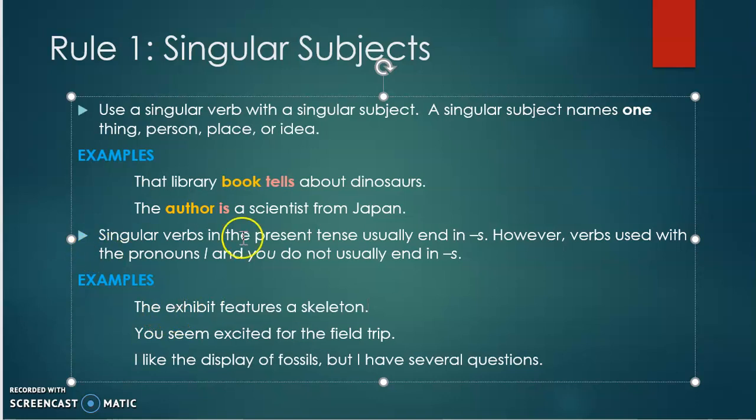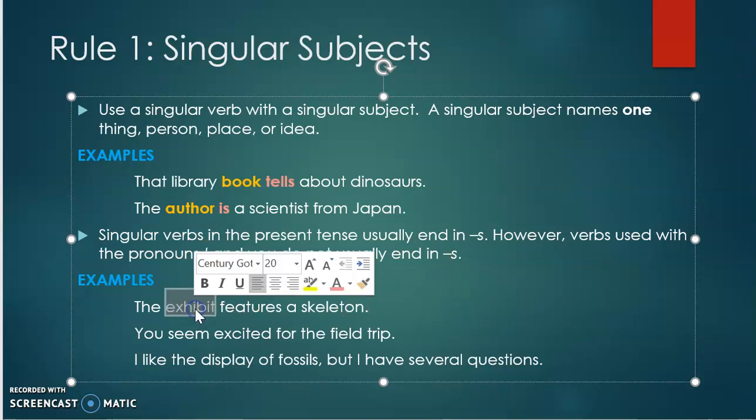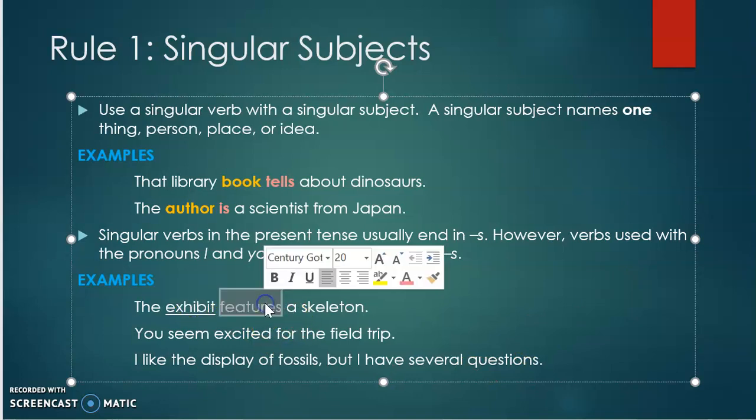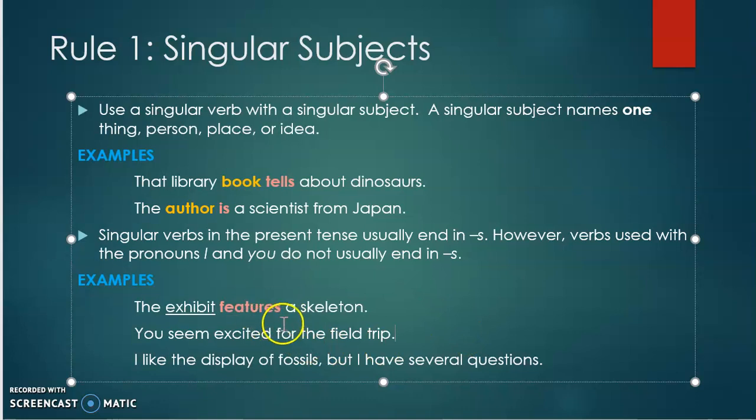That's the exception to that, so that's why I read that to you. So here are examples talking about singular verbs in present tense. The exhibit features a skeleton. Who or what is this talking about? Exhibit. And what does it do? It features. So here, notice it has that S behind it.